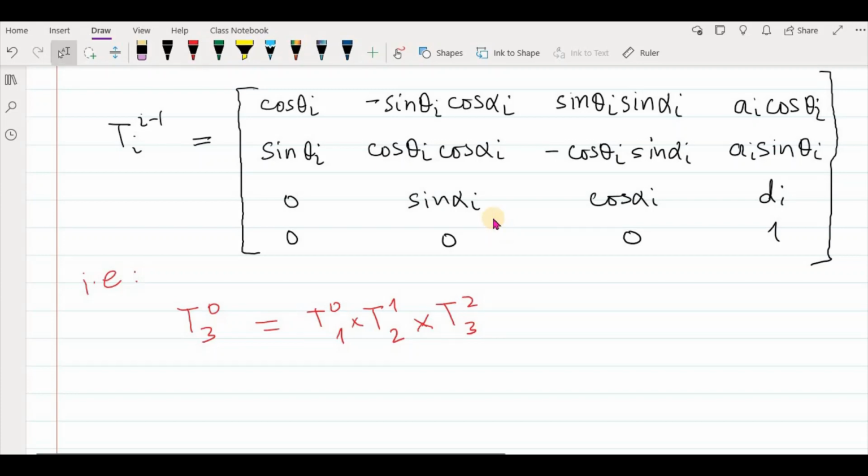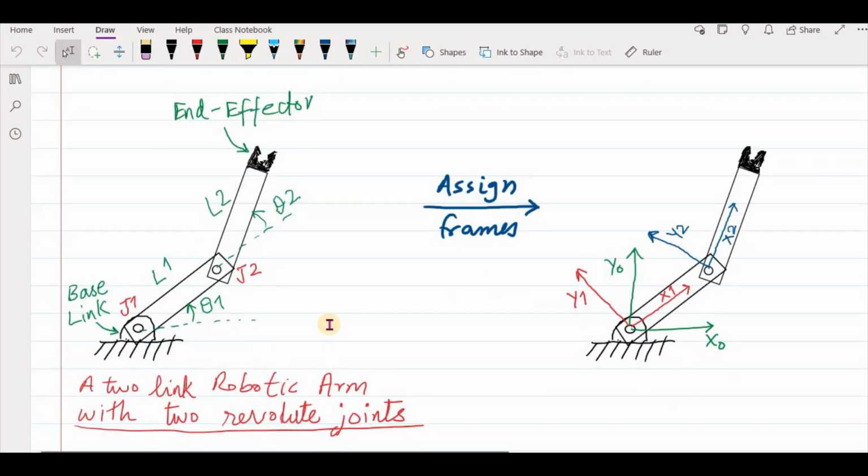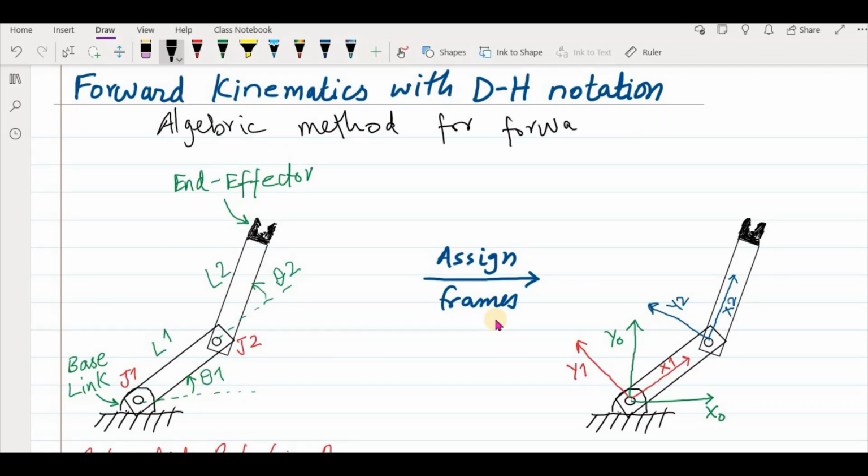Let's see quickly an example of how we can do that. Okay, let's take an example of forward kinematics using DH notation. In the previous lecture, we studied how to find the forward kinematics using the geometric method. But this method, which uses DH notation, is actually an algebraic method for forward kinematics.